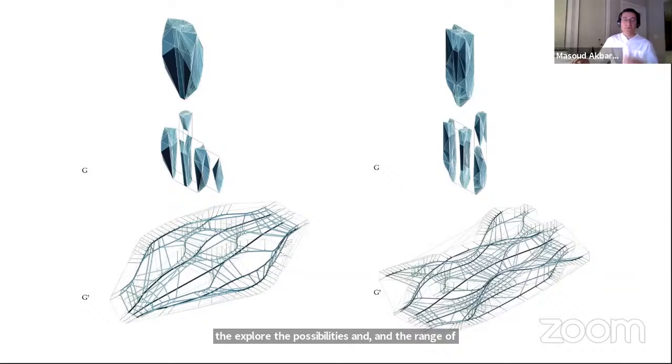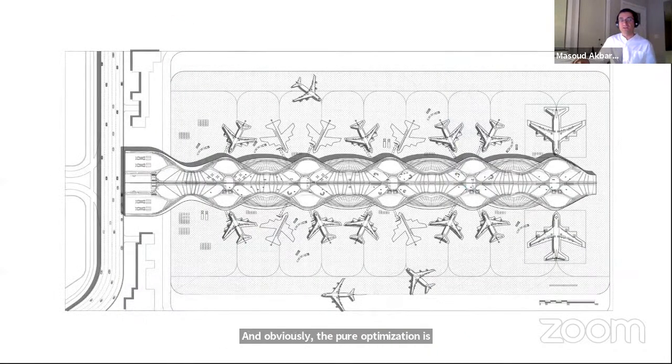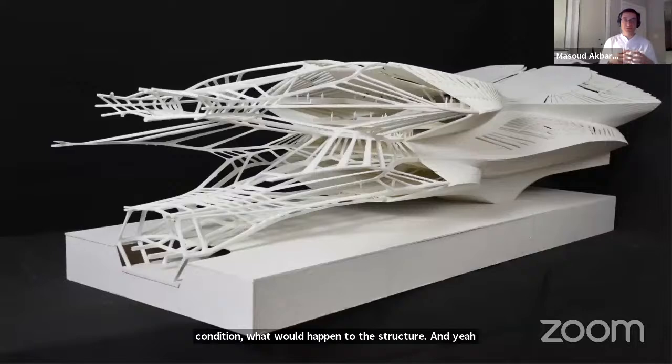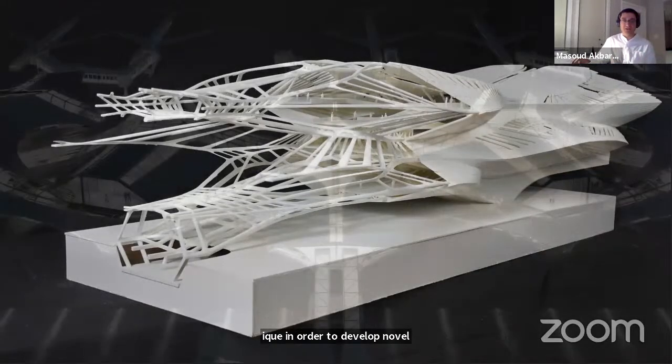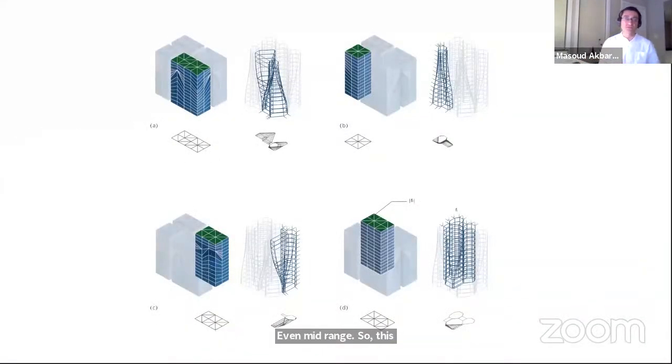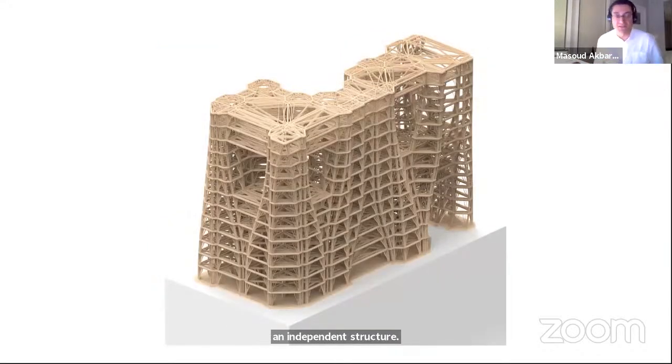And obviously pure optimization is not the main emphasis of the work, but we work with the students to further understand the flow of forces and size the members and understand what would happen to the structure if they do not provide the boundary condition, and use that technique in order to develop novel architectural spaces, right? For programs like airports, airport terminals, even mid-rise buildings. So this is another example of student work in this topological space to design a mid-rise structure, and the students again start with this topological distribution of forces to create an indeterminate structure, and that can be used as a generative tool.